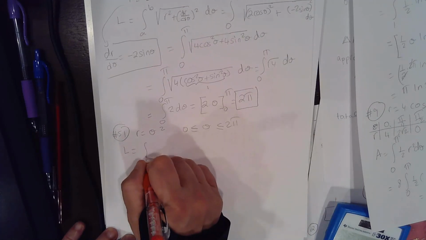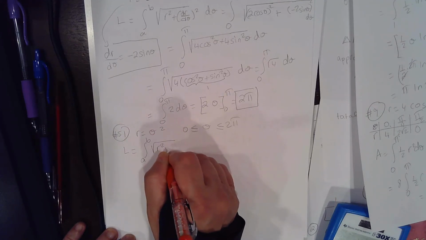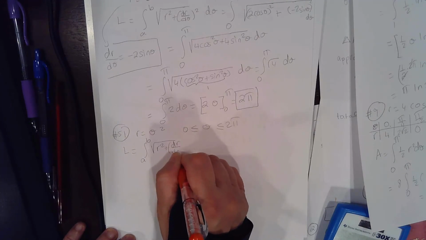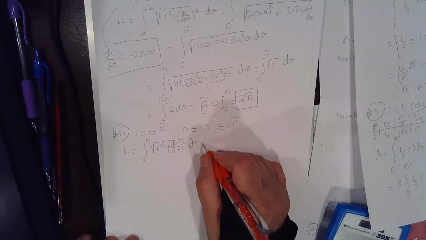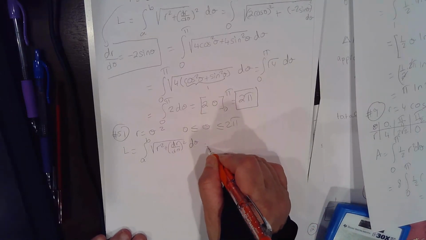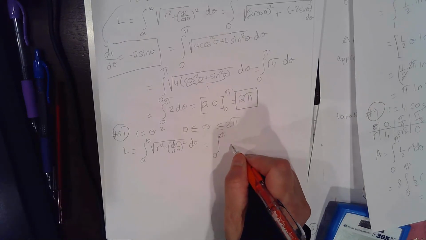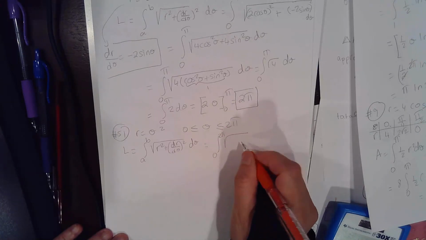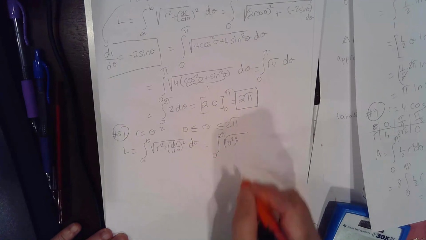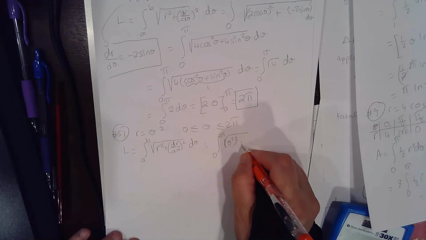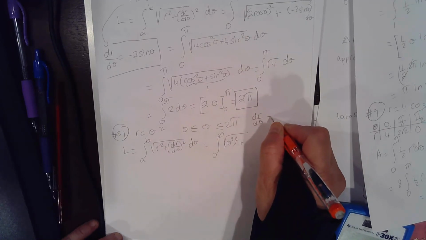L is the integral from a to b of the square root of r squared plus dr d theta squared d theta. So that gives us the integral from 0 to 2 pi, they told us theta is from 0 to 2 pi, of the square root of r squared, that's theta squared, right, plus dr d theta squared. What is dr d theta?